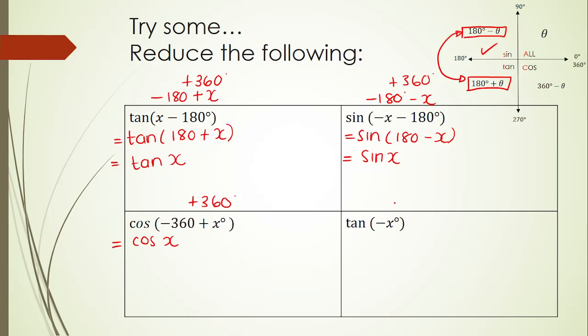And what happens here? What if I just add 360? Well, I'm going to be left with tan of 360 minus x, which is actually in the fourth quadrant, which is just negative tan of x.